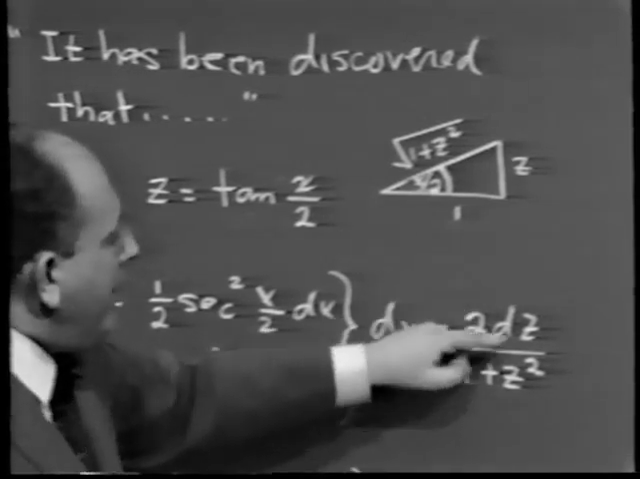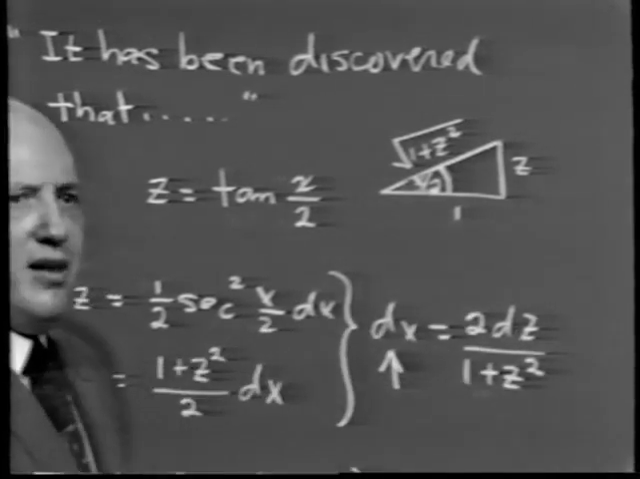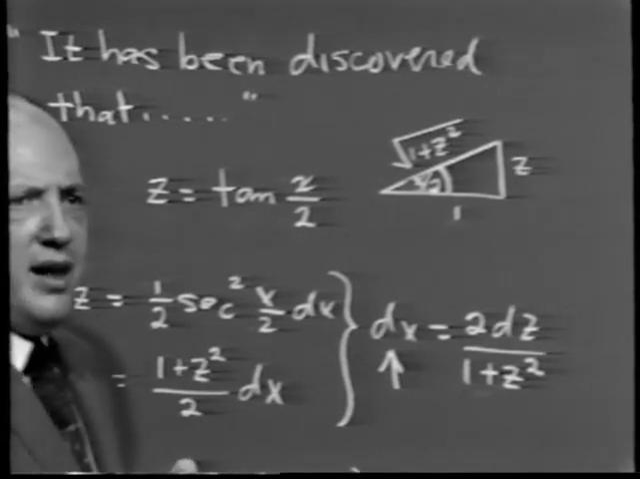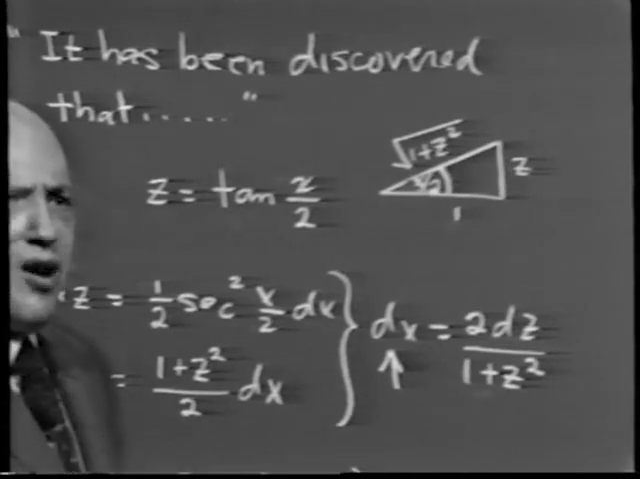It's been replaced by a differential in z, which involves the quotient of two polynomials. So dx comes out very nicely this way, in terms of what? The quotient of two polynomials. How about sine x and cosine x?